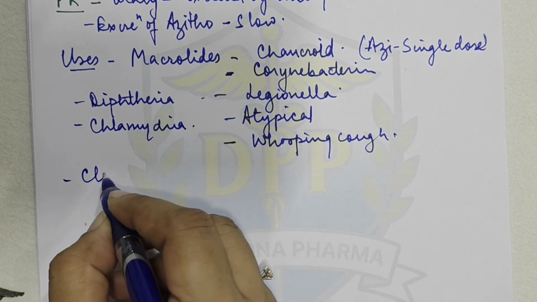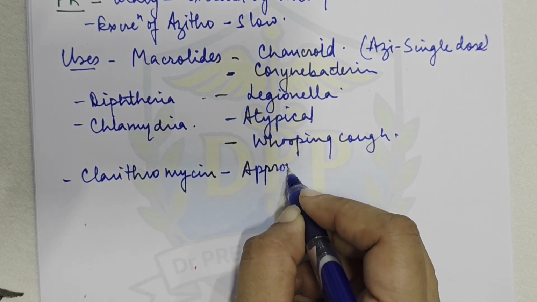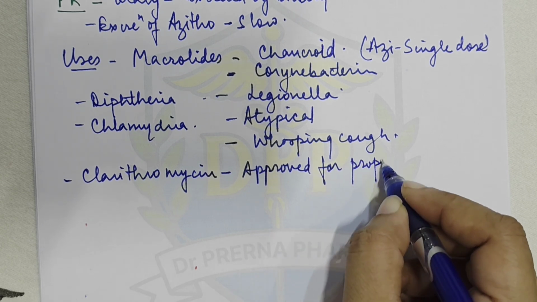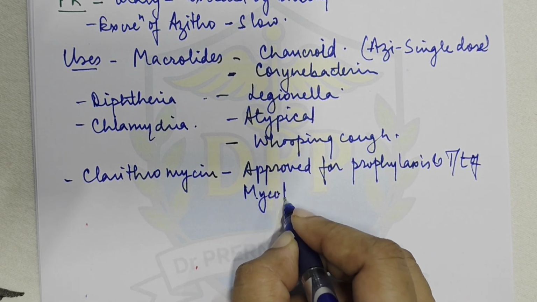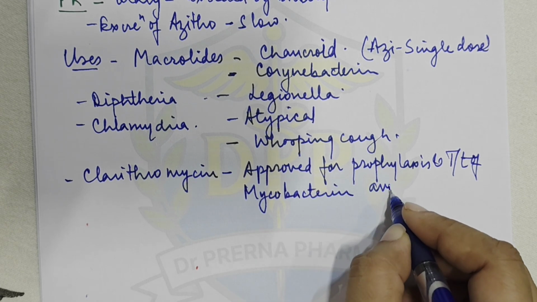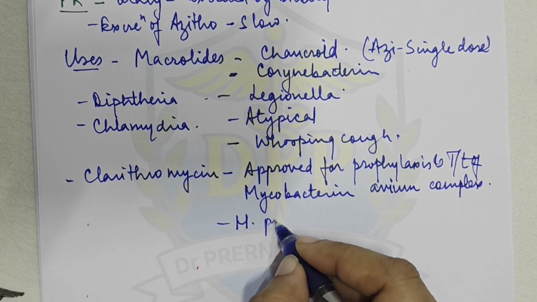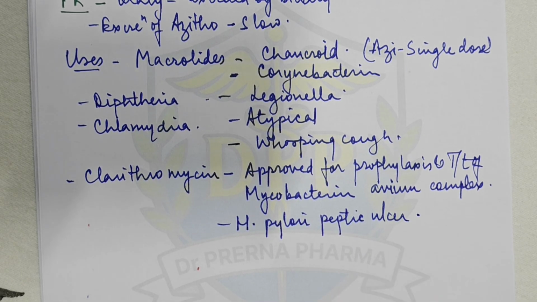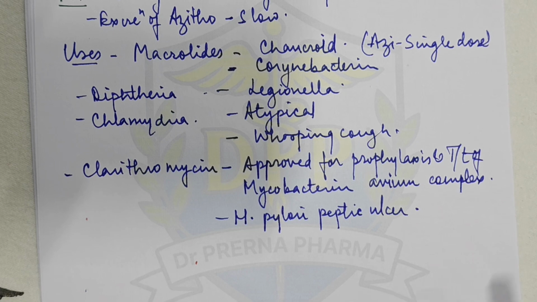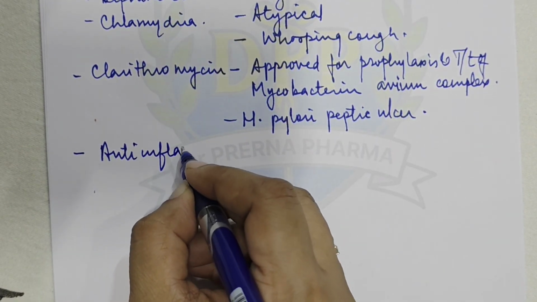Next there is a drug called clarithromycin. It is approved for prophylaxis and treatment of Mycobacterium avium complex, right? And also in the treatment of H. pylori peptic ulcer, right? Then macrolides also have anti-inflammatory action.